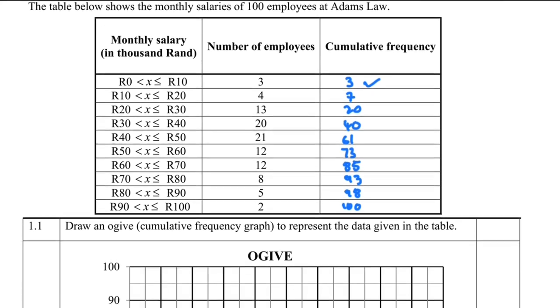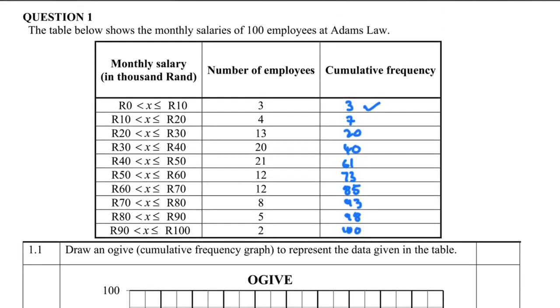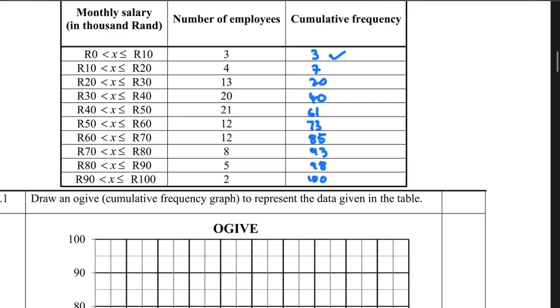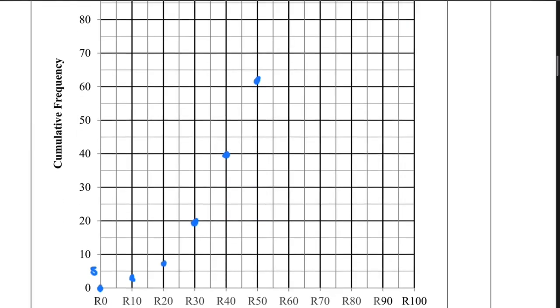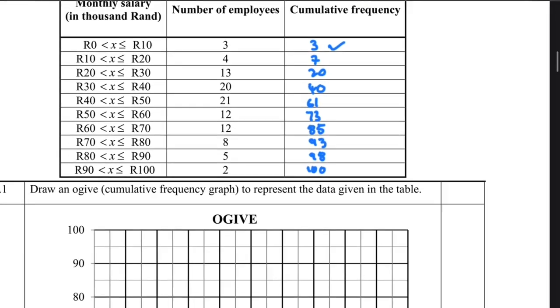And then 30 to 40 is 40. So we go up there. And then 40 to 50 is 61. So somewhere there, just slightly above the line, right? And then 50 to 60, we have 73. Should be somewhere there.